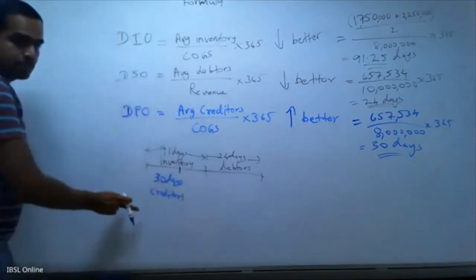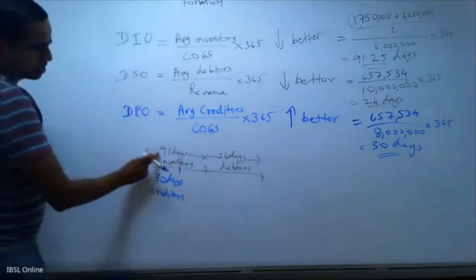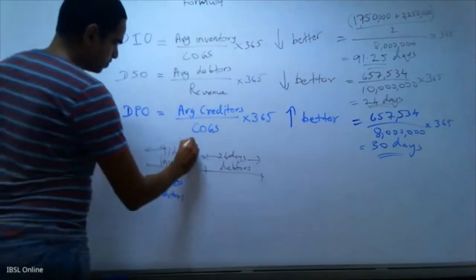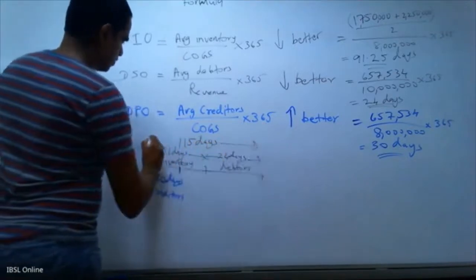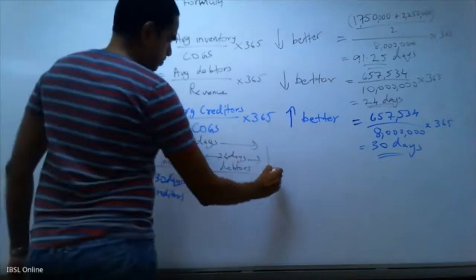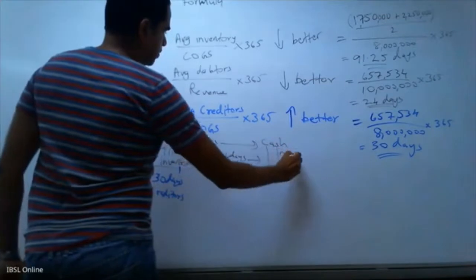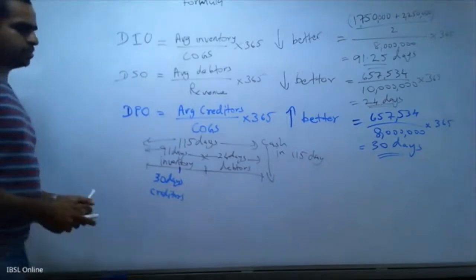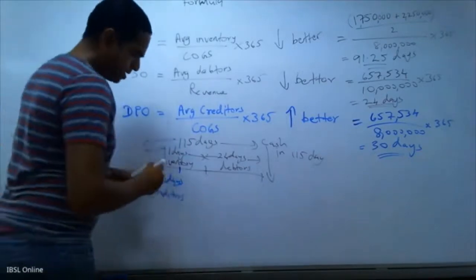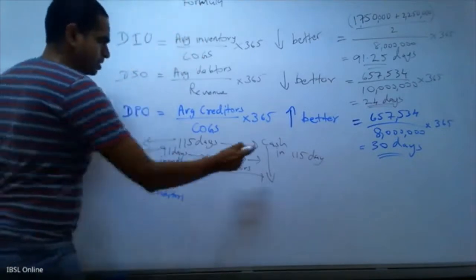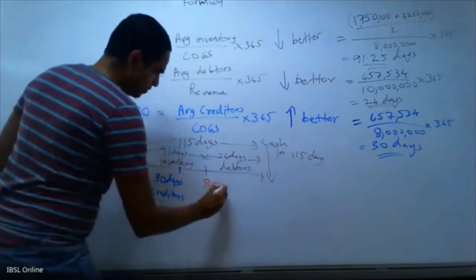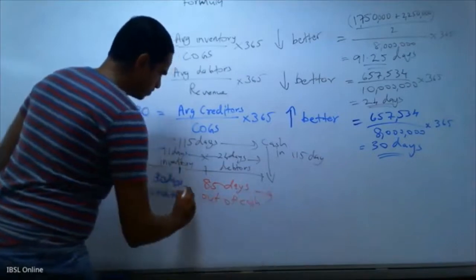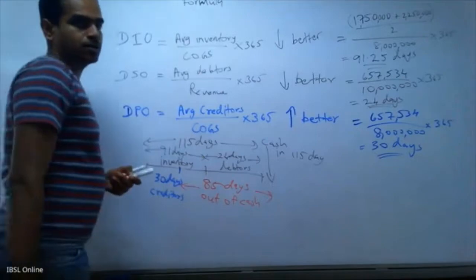Right. You have to settle your creditors in 30 days, whereas you take 115 days. This is 91 plus 24 is 115. No? You're getting cash in 115 days. But you have to pay cash in 30 days. So you're short of cash. You're going to be out of cash for 85 days. Isn't it? 115 minus 30, 85 days out of cash. Right? So now you know you're going to be out of cash for 85 days.